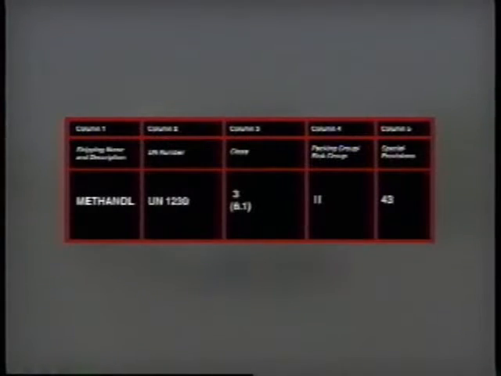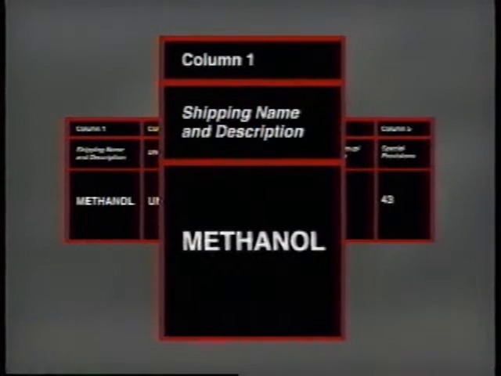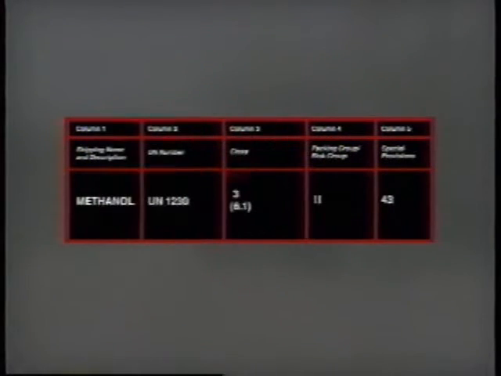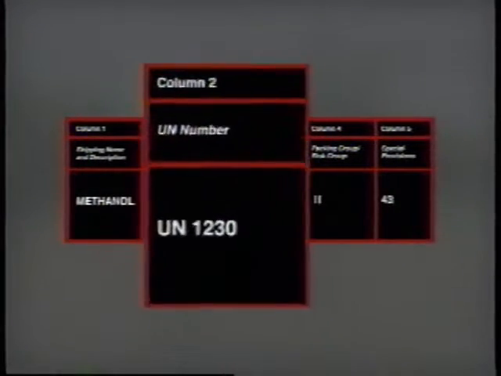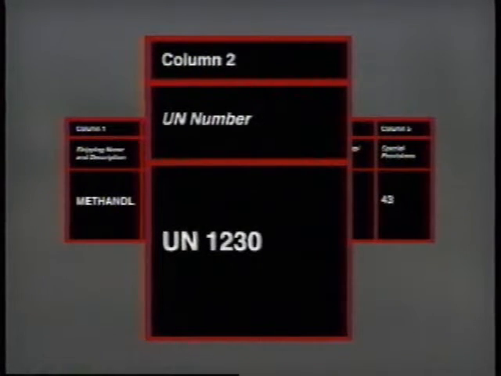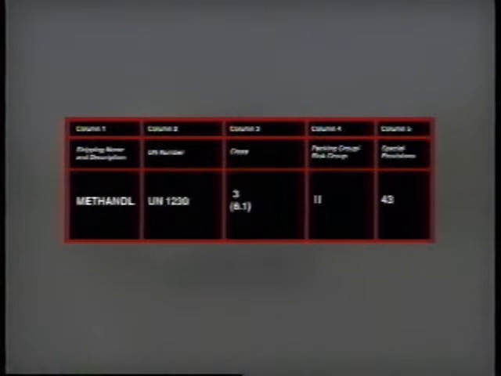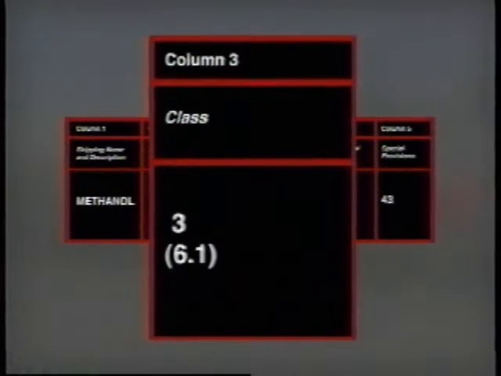These are the first 5 columns of the alphabetical list of dangerous goods. Column 1, shipping name and description. For example, methanol. The shipping name is shown in capitals in the list. Column 2, UN number, UN 1230. The UN number always appears with the letters UN. Column 3, class, in this case 3 and 6.1. The primary class is listed first, followed by the subsidiary class in brackets.